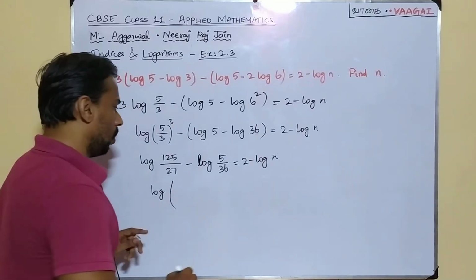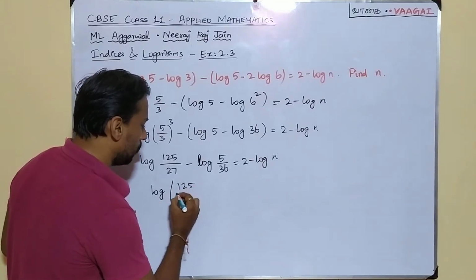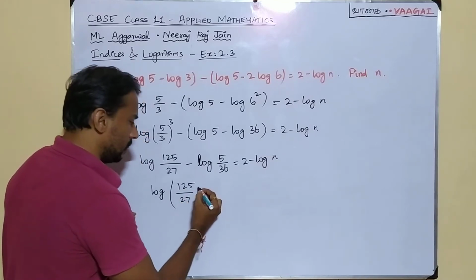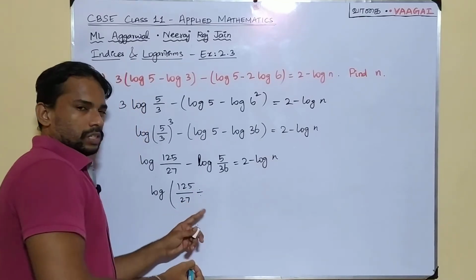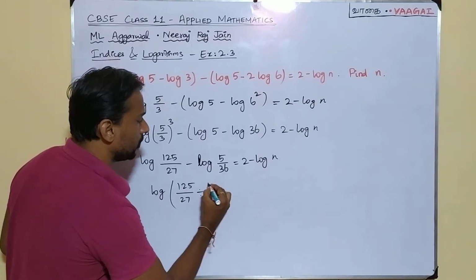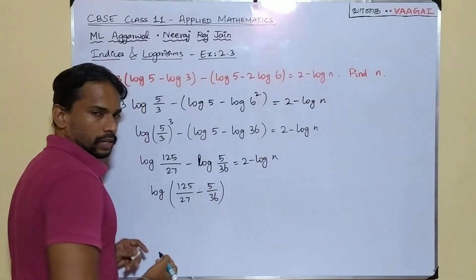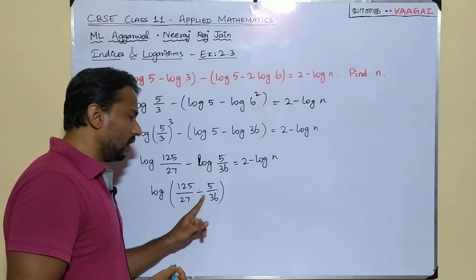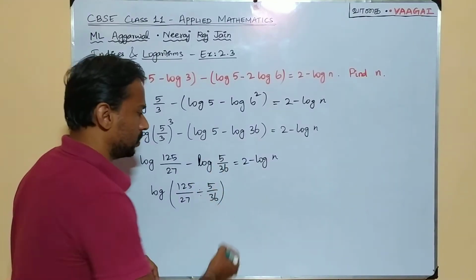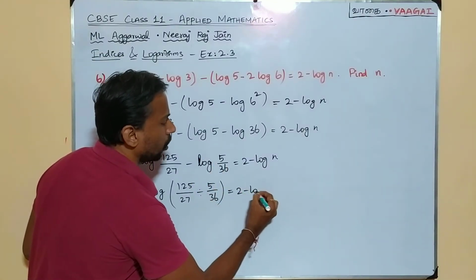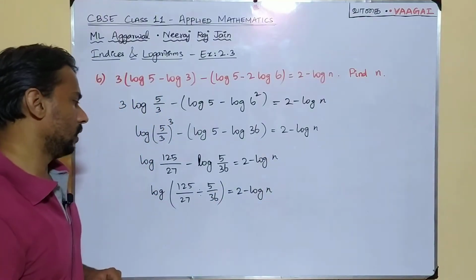So this will become log of 125 by 27 divided by, I am using this division symbol itself, divided by 5 by 36. Is it or not? Yes, because this fraction is divided by this fraction. That's how it becomes, equal to 2 minus log n. Yes, fine. Everything is okay.